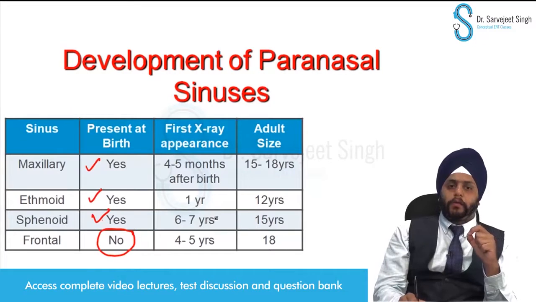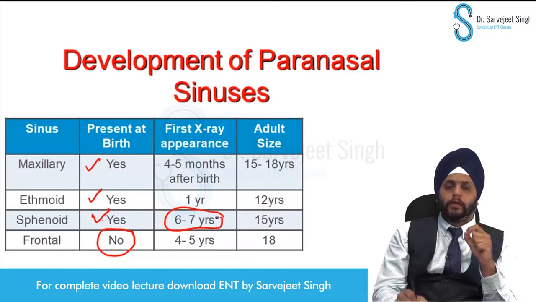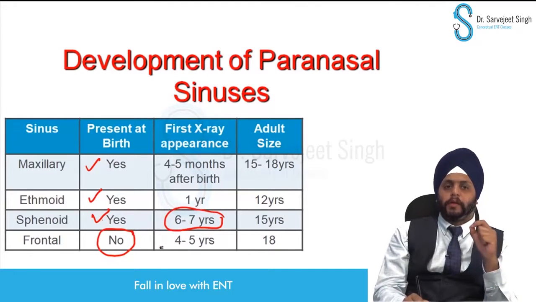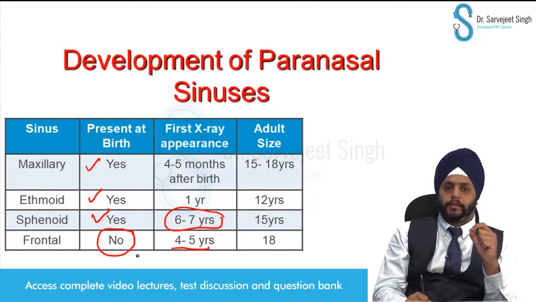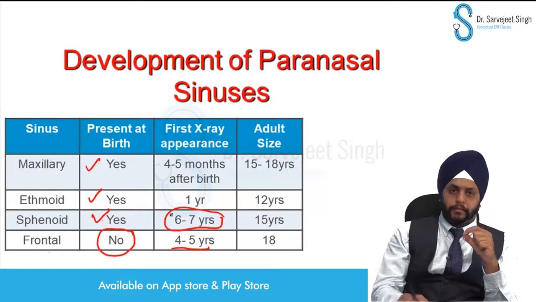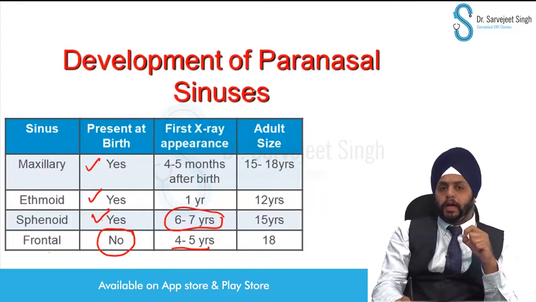Okay, and as I told you, the sphenoid sinus is the last to appear on a plain X-ray. It appears by 6 to 7 years of age, whereas the frontal sinus appears by 4 to 5 years, right? So the frontal is the last to develop, but the sphenoid is the last to appear on a plain X-ray. Okay, now let's come to the adult size.